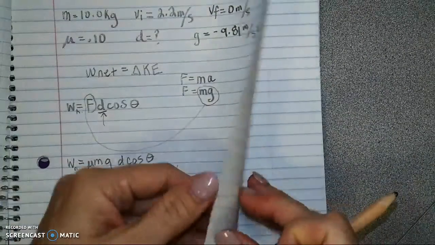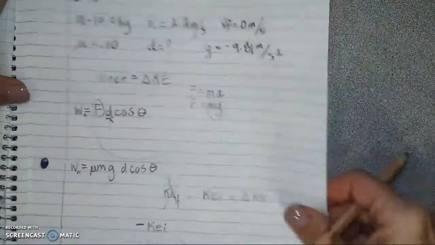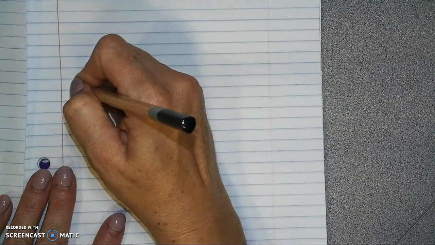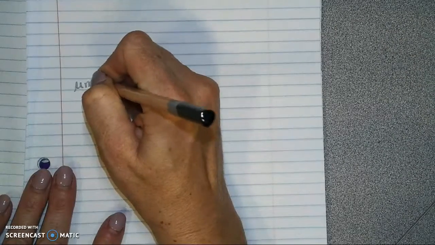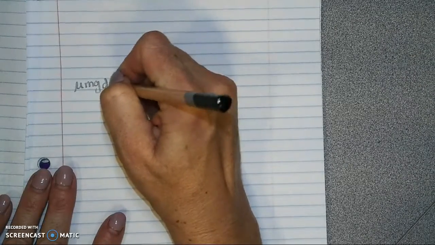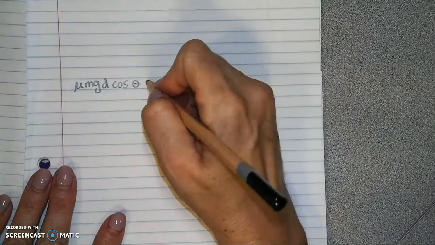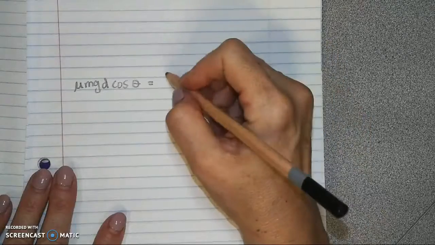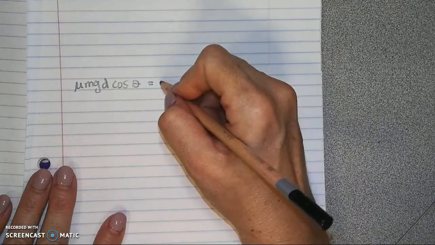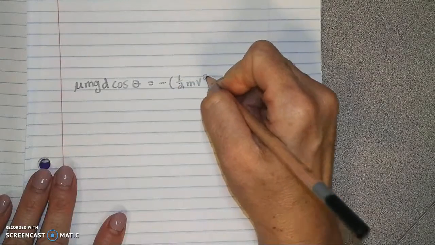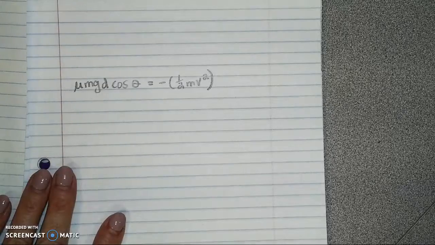actually I'm going to probably get a second page here just for the camera. I'm going to set my net work, which was mu mg d cosine theta, equal to the negative 1/2 mv squared.